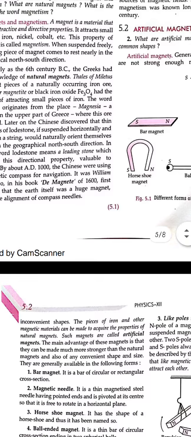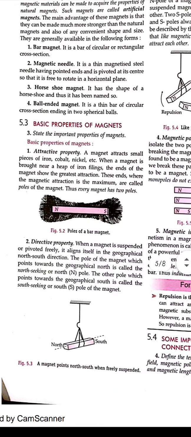The next property of the magnet is the directive property. Whenever a magnet is freely suspended, it always aligns towards the geographical north and south. Why? Because the Earth itself behaves as a magnet. So we can say that it will always show the direction towards the north and south.